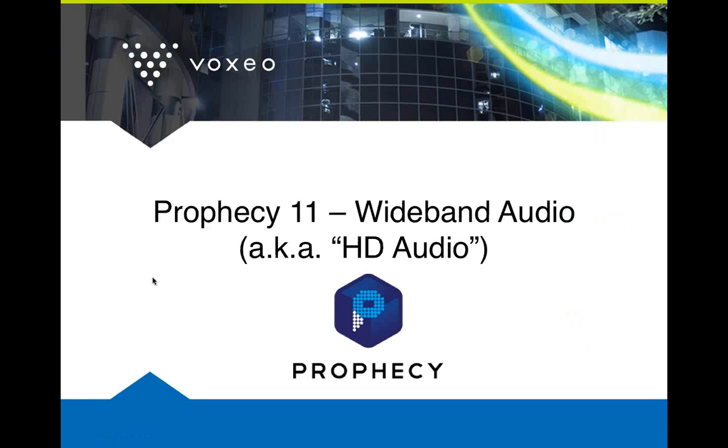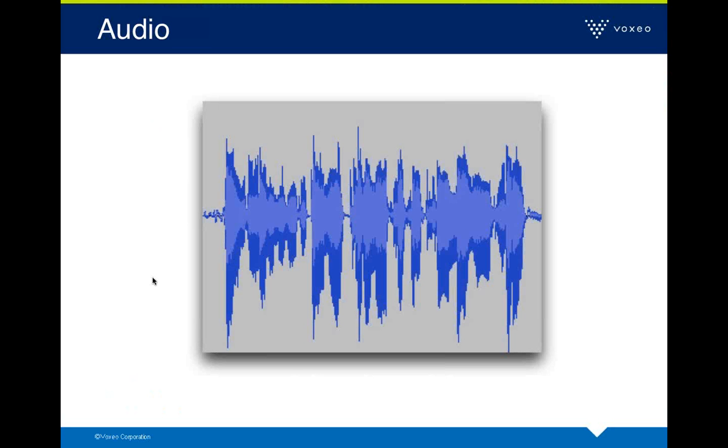There's 3 big features that we brought in really within Prophecy 11. One of those is wideband audio, also known as HD audio. And just to talk about that for a minute, if you think of your traditional voice, the normal human voice, we have a wide range of frequencies that we can use. Typically a human can hear from 20 to 20,000 hertz, and we have this very wide range that we can talk with. I'm showing here a waveform from a typical audio editing tool.